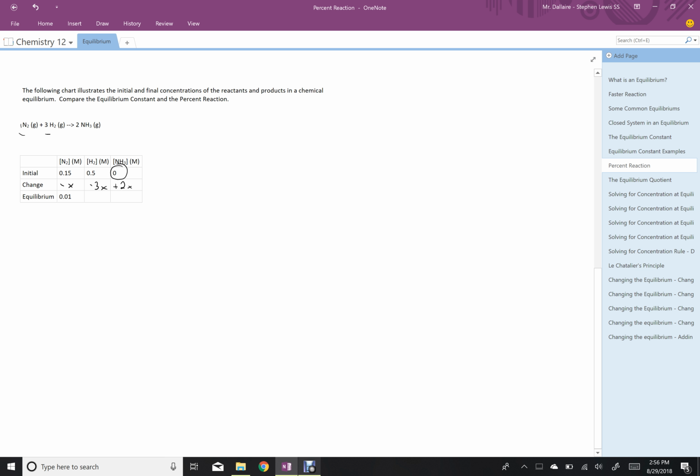Now here I started at 0.15 and I took away x and I ended at 0.01, so I can figure out that x must have been 0.14. If that's 0.14, then 3x must have been 0.42. So if I take 0.5 minus my 0.42, I can see that I'm left with 0.08 molarity of H2. And finally, 2x would be 0.28, and I started with nothing and have created 0.28, so that's how much of that I'm going to get.